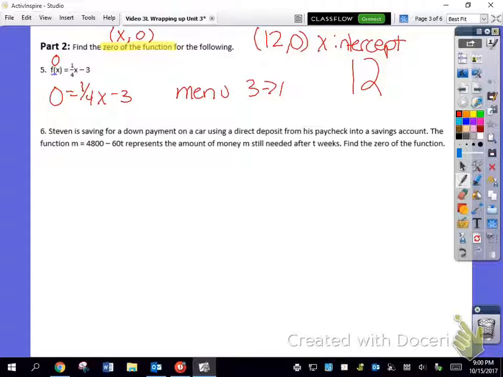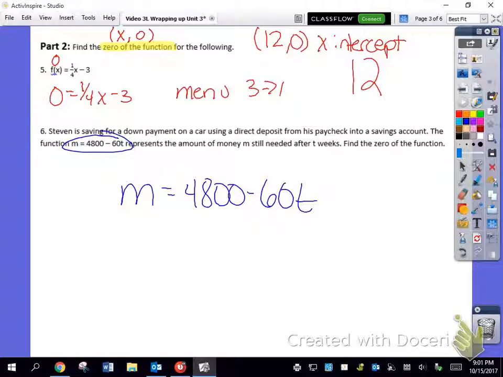Stephen is solving for a down payment on a car using direct deposit from his paycheck into a savings account. The function, anytime you have a function, guys, you're going to use that. M equals 4,800 minus 60t represents the amount of money M still needed after t weeks. So M is money, t represents weeks. Find the zero of function.